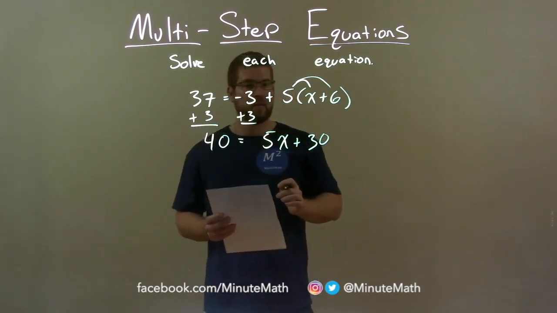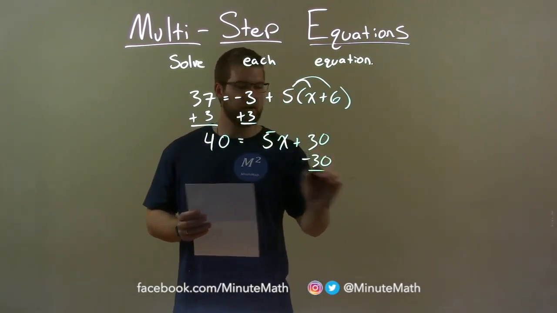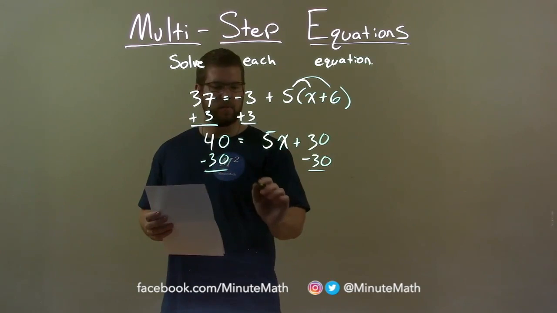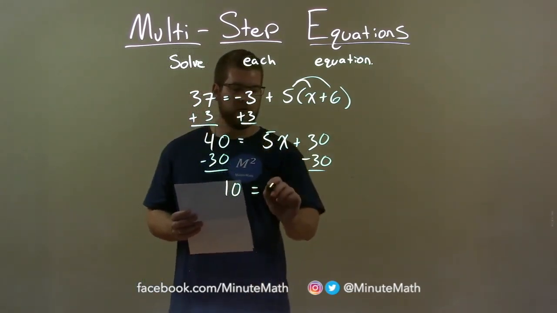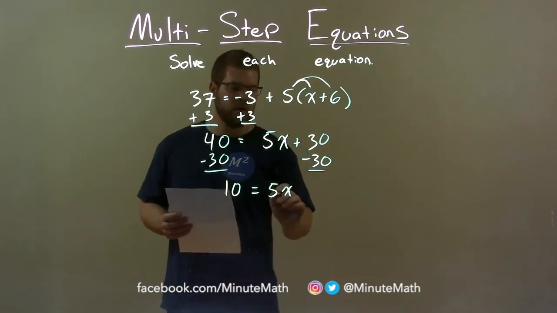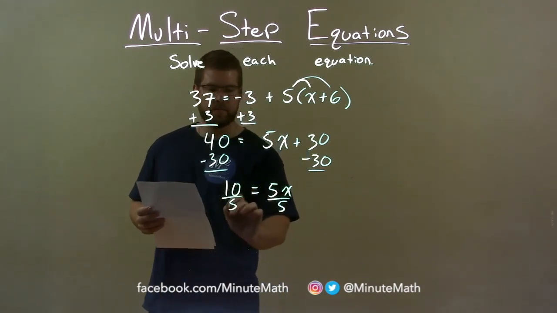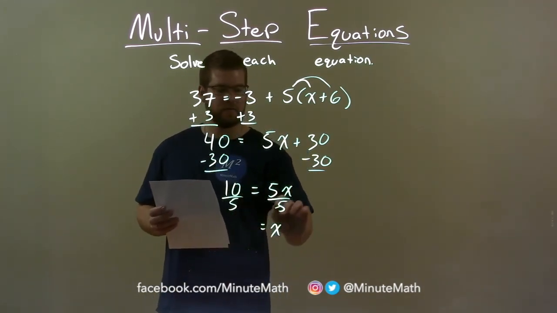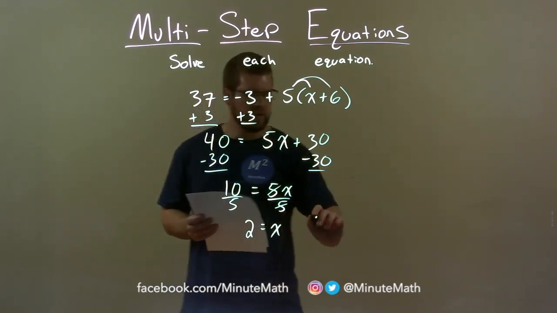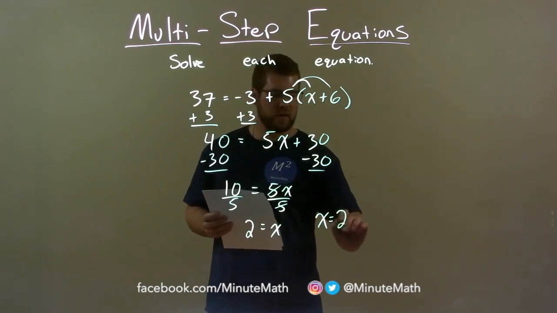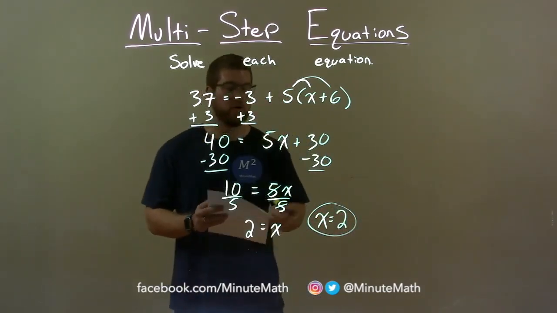So when I get x by itself, subtract both sides by 30, and now I'm left with, well, on the left-hand side, 40 minus 30 is 10, and 5x just on the right. Divide both sides by 5, that gives me x by itself. 5 will cancel, right? And 10 divided by 5 is a 2. I can rewrite this to x come first, so x equals 2, and there we have our final answer.